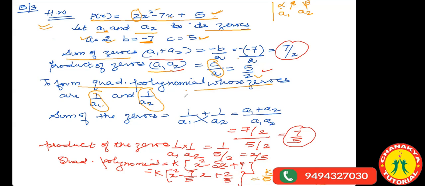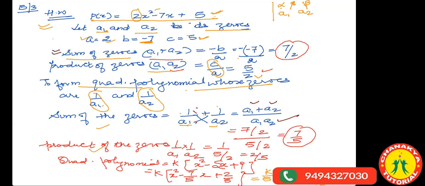So children, we know that to form a quadratic polynomial, we have in our hand the sum of the zeros and the product of the zeros. So the sum of the zeros will be 1 upon a1 plus 1 upon a2. Now when denominators are different, you have to multiply both the denominators. So it will be a1 into a2. Clear? When denominators are different, then cross multiply. Then it will be a1 plus a2.